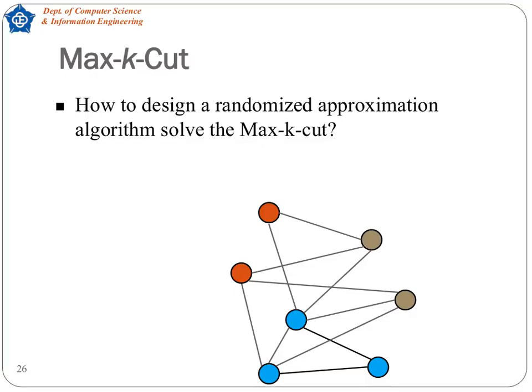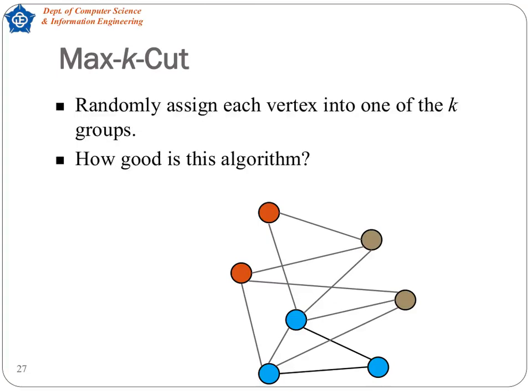Ultimately, as visually suggested by these different colored groups, the max k-cut problem is all about finding the optimal way to partition the graph's nodes into k sets. In this specific instance, 4 sets, corresponding to these 4 colors, such that the total number of edges running between these different sets is maximized. That's our goal. So how do we design that randomized approximation algorithm for max k-cut?